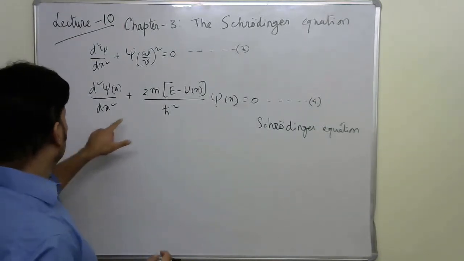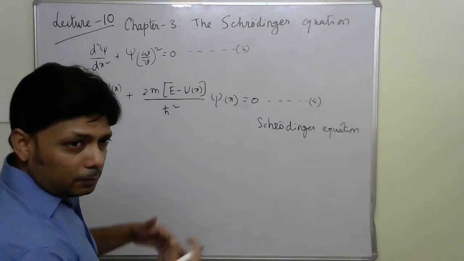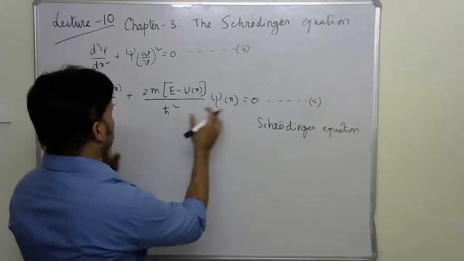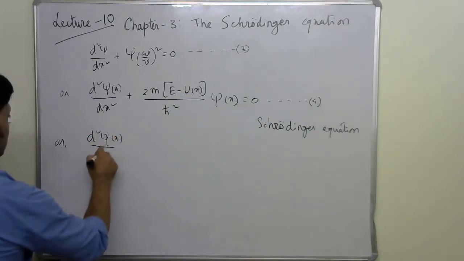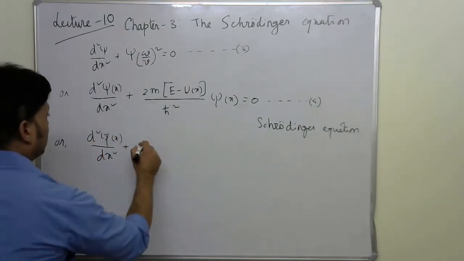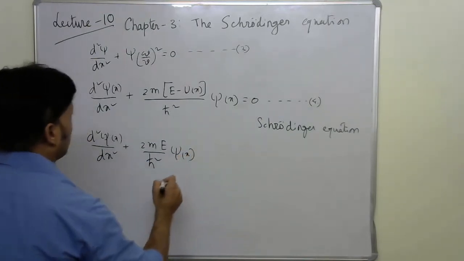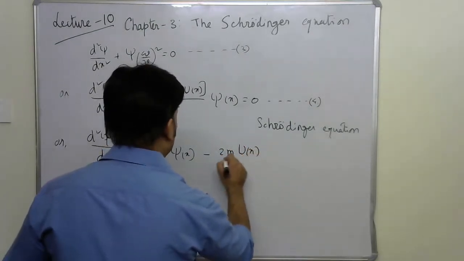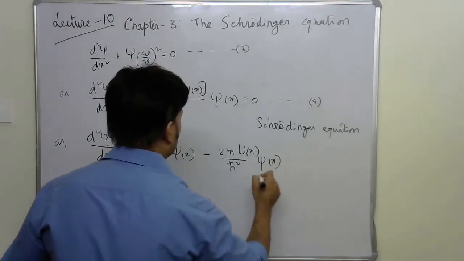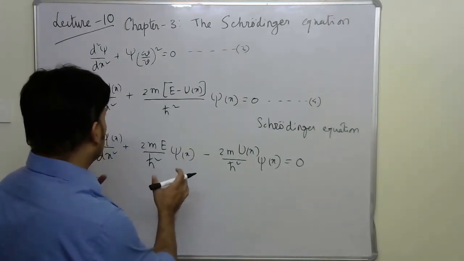Okay. So this equation number 4, or the time-independent Schrodinger equation, can be rewritten in a slightly different form if we change this part a little bit here and there. So let's do that. We can break this term as 2m E over h cross square psi x, minus, once again, 2m U(x) divided by h cross square psi x is equal to 0.